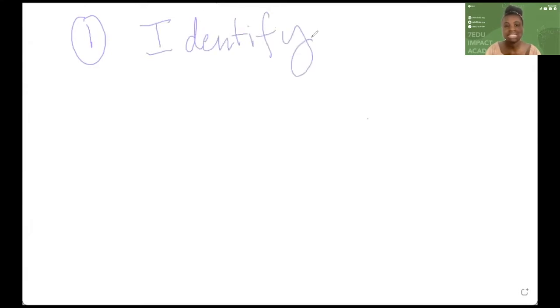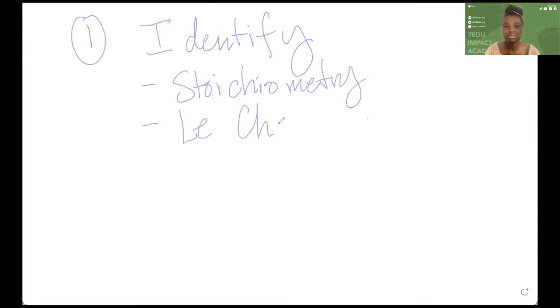Okay, so identify. This is where we look at the categories of the concepts that you've learned. So for example, am I dealing with a stoichiometry problem? Or am I dealing with a Le Chatelier problem? Right? These are the topics that we are considering when you are doing a chemistry problem.